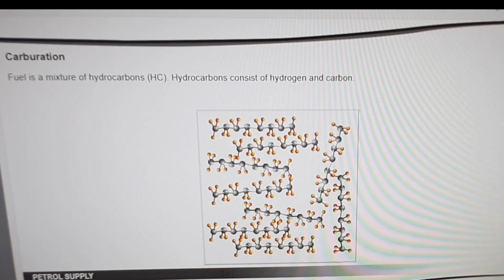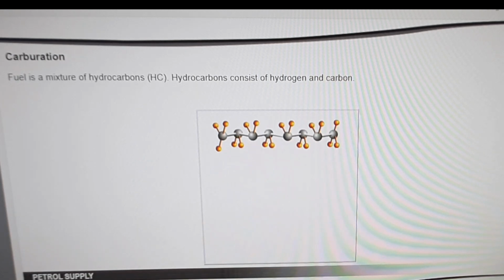The fuel is a mixture of hydrocarbons. Hydrocarbons consist of two elements: hydrogen and carbon.